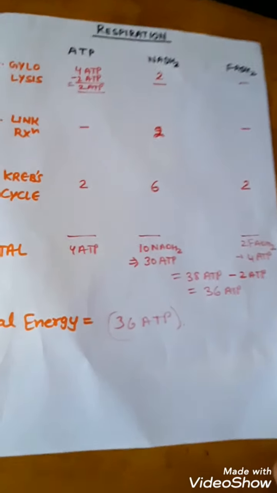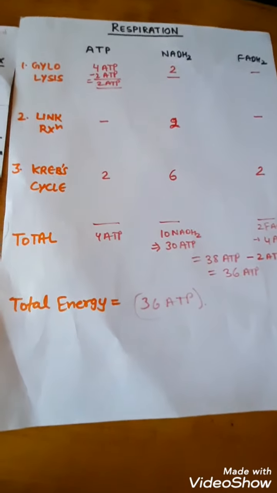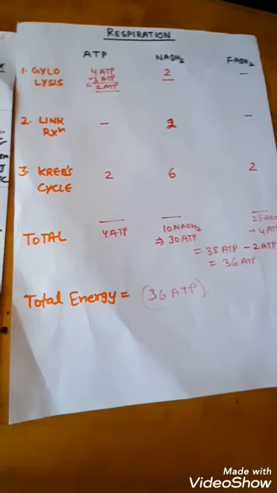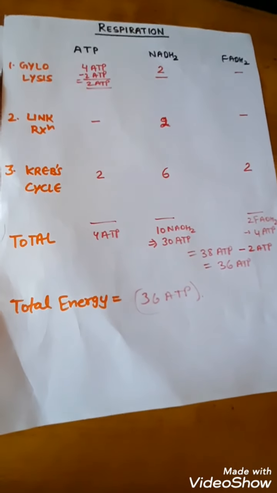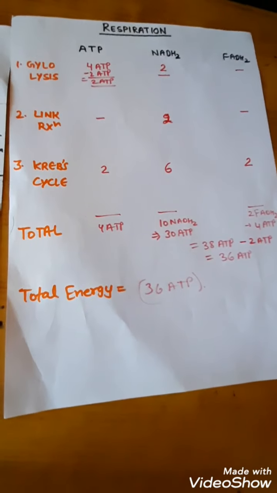So here is all about the respiration process, that is how the aerobic respiration is completed in 4 steps, that are the glycolysis, Krebs cycle, electron transport chain, and the oxidative phosphorylation.